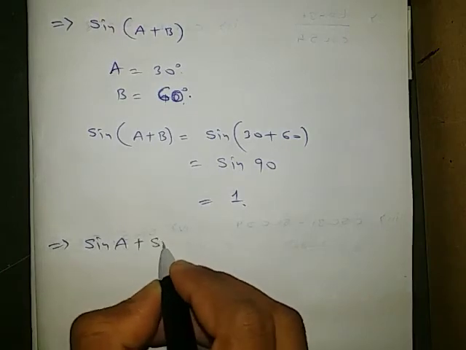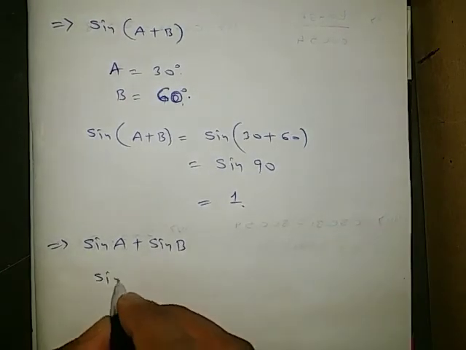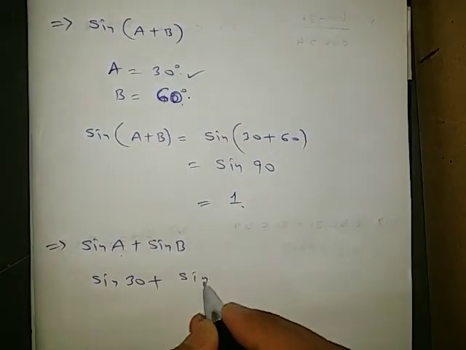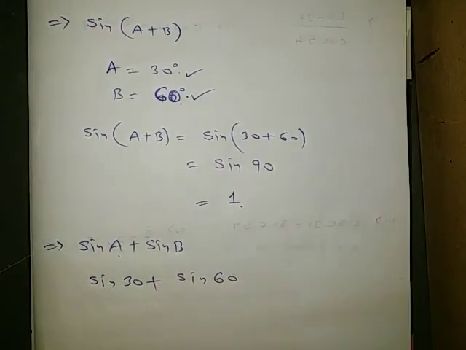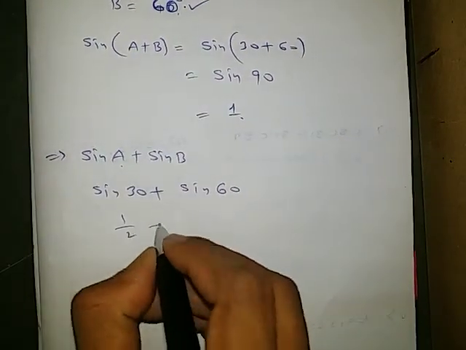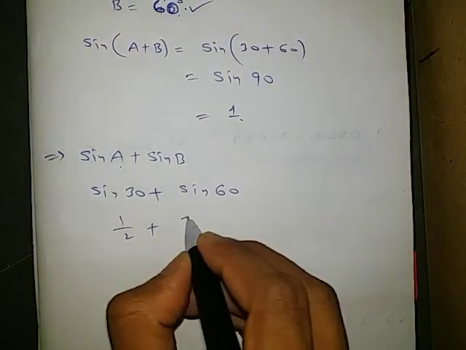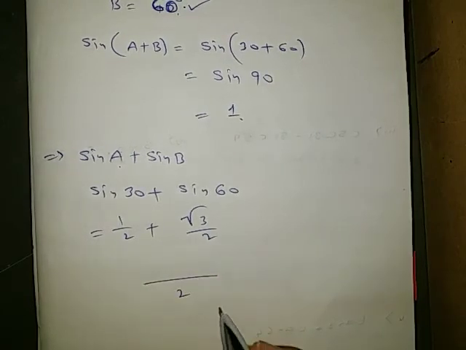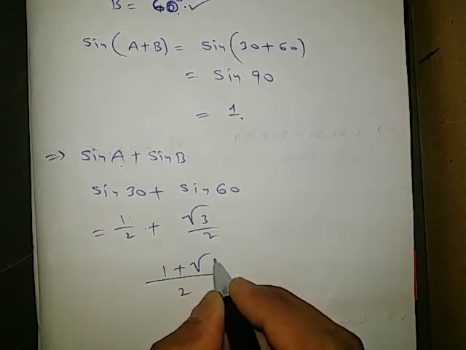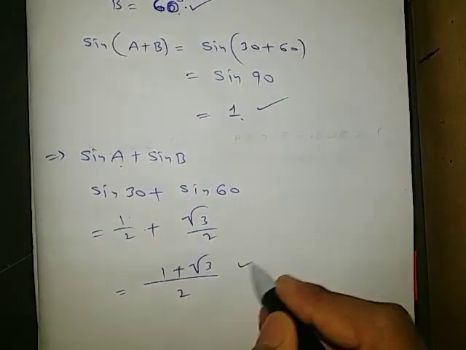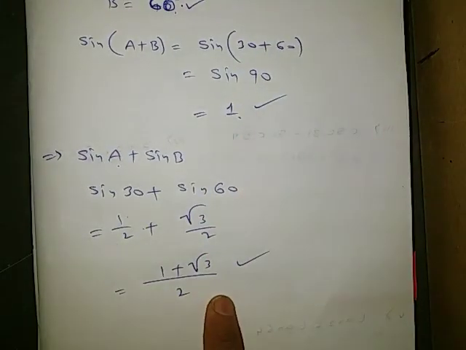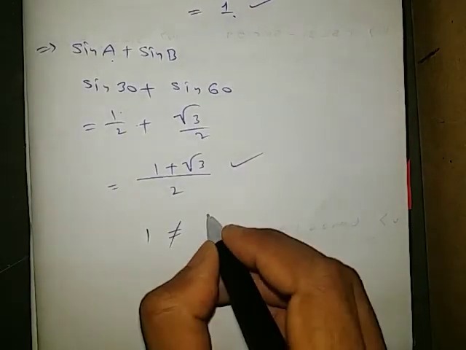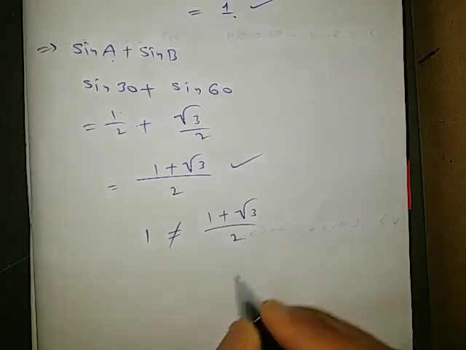Sine A plus sine B. Sine A angle we took as 30 degrees, so sine 30, plus sine B, where we took B as 60 degrees. So sine 30 is 1 by 2 plus sine 60 is root 3 by 2. Here both the denominators are the same, so we can add the numerators, that is 1 plus root 3 by 2. Now if we compare these two answers, 1 and 1 plus root 3 by 2, both are not equal. 1 is not equal to 1 plus root 3 by 2.